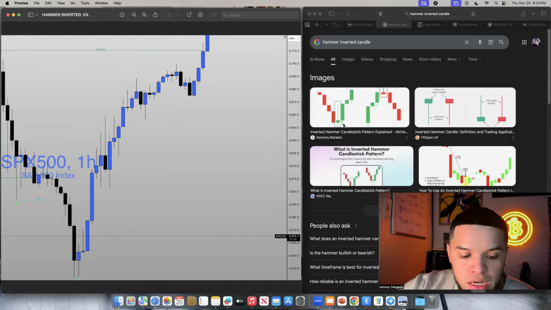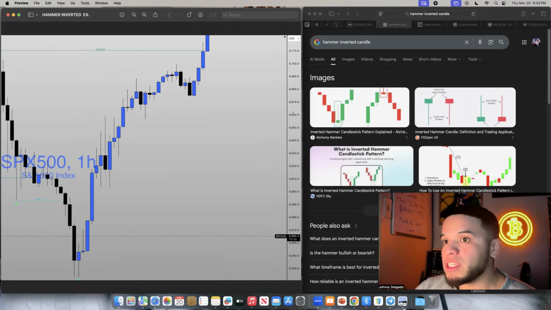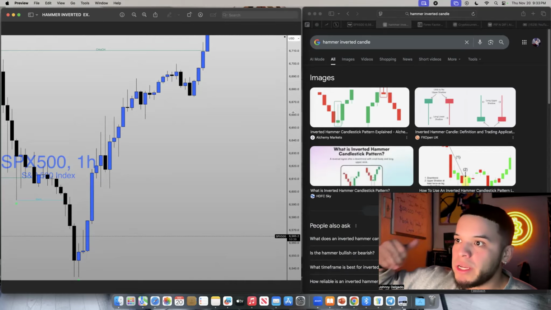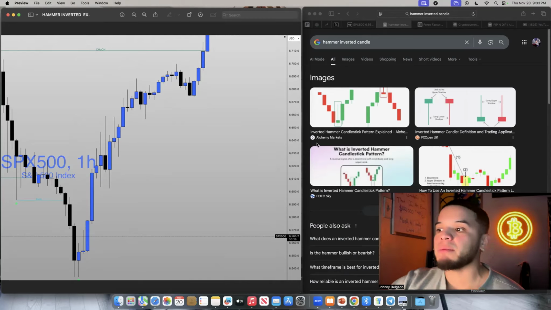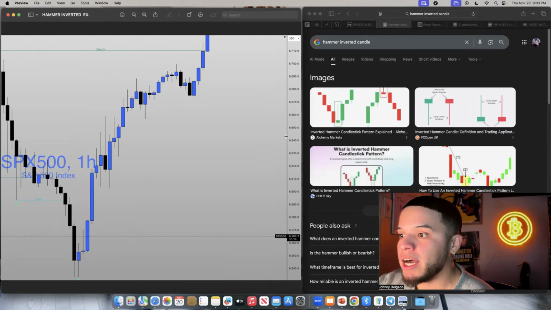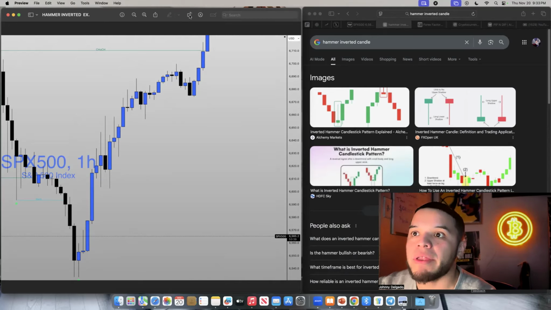Usually with the hammer inverted candle, it's formed at the bottom of a downtrend, which is obviously a switch from bearish to bullish. And if you see it at the high, it's a switch from bullish to bearish. In this instance, I was able to capture a bearish reaction. So what happened here?